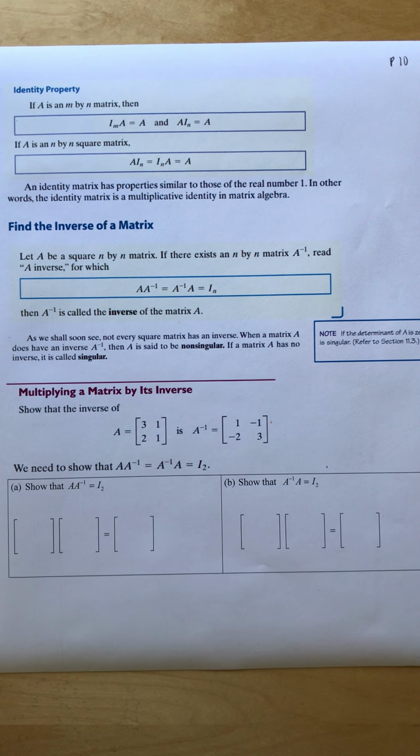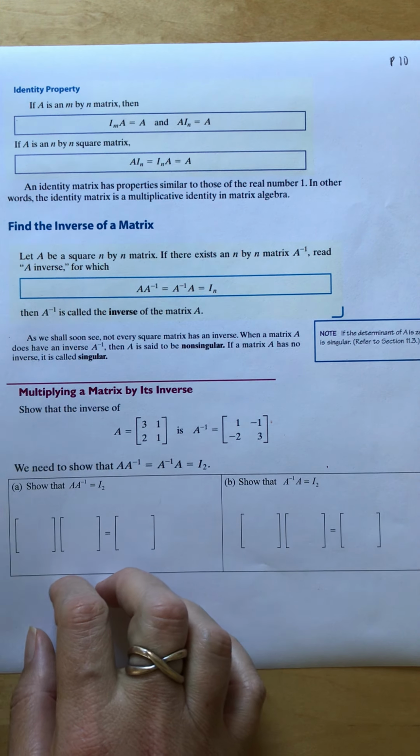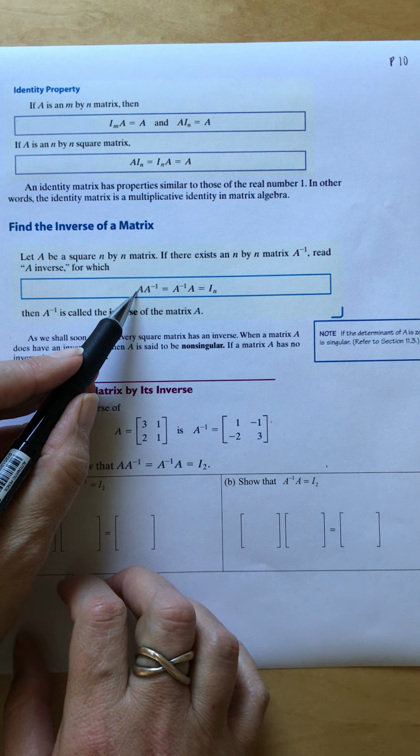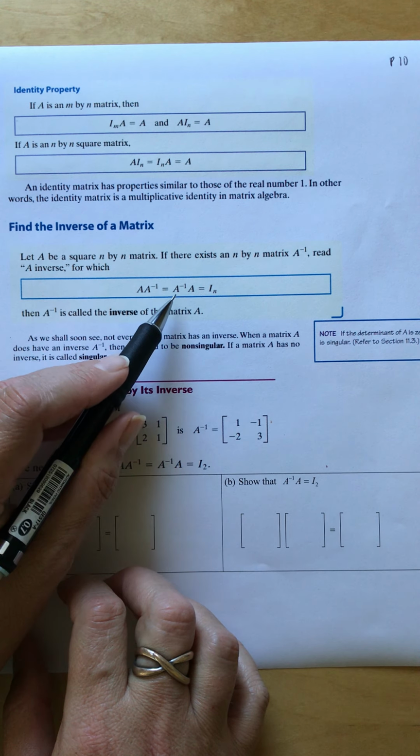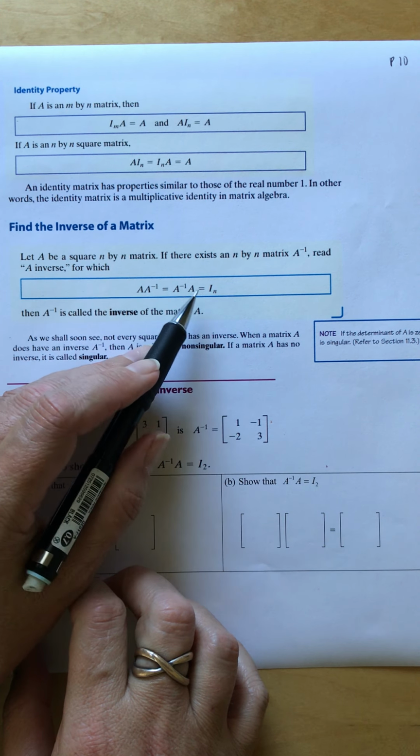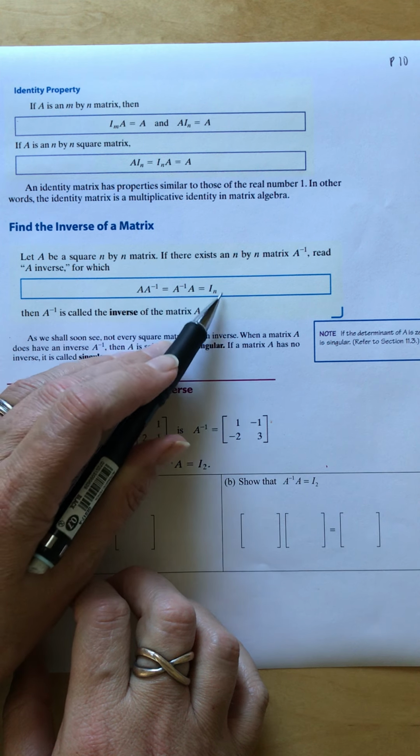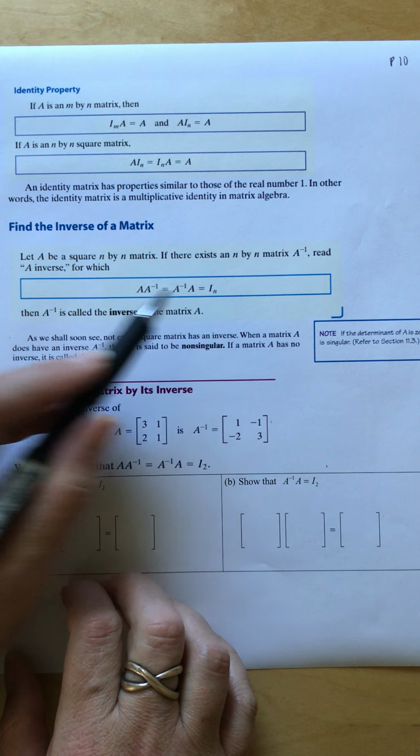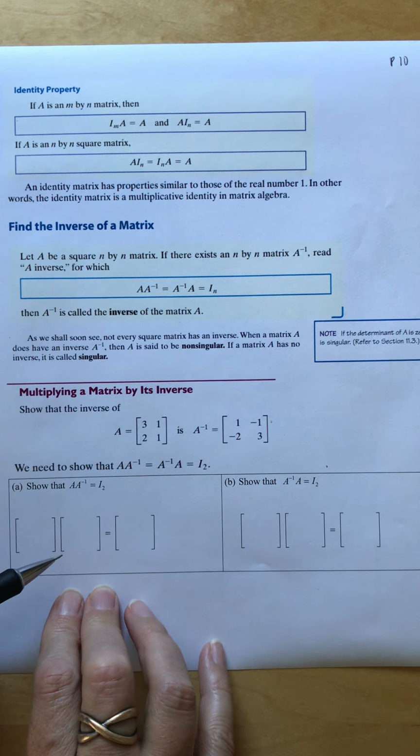This lesson is beginning on page 10 of the matrix packet, and it's regarding inverses of a matrix. So if A is a square n by n matrix, if there exists an n by n matrix called the inverse of A, then when you multiply A by its inverse, or the inverse by A in either order, you will end up getting the identity matrix. So we'll see that happen in some examples down here.